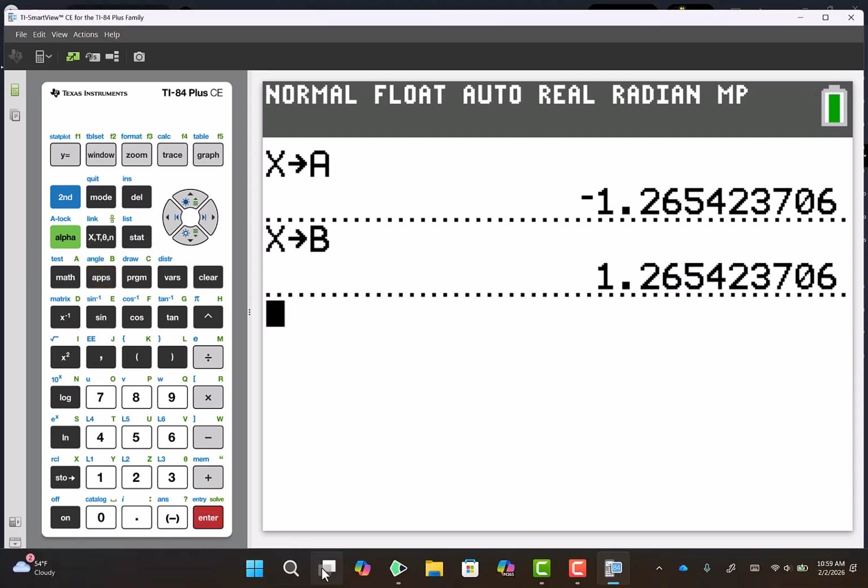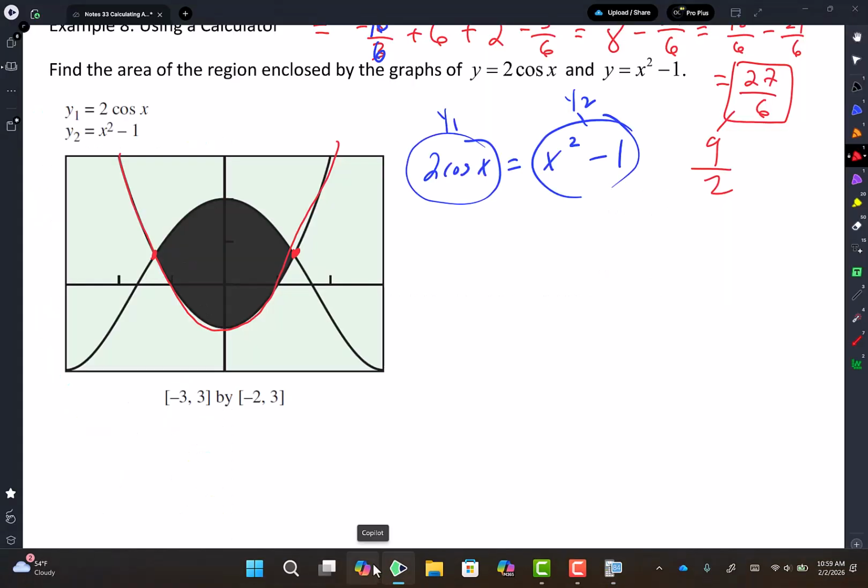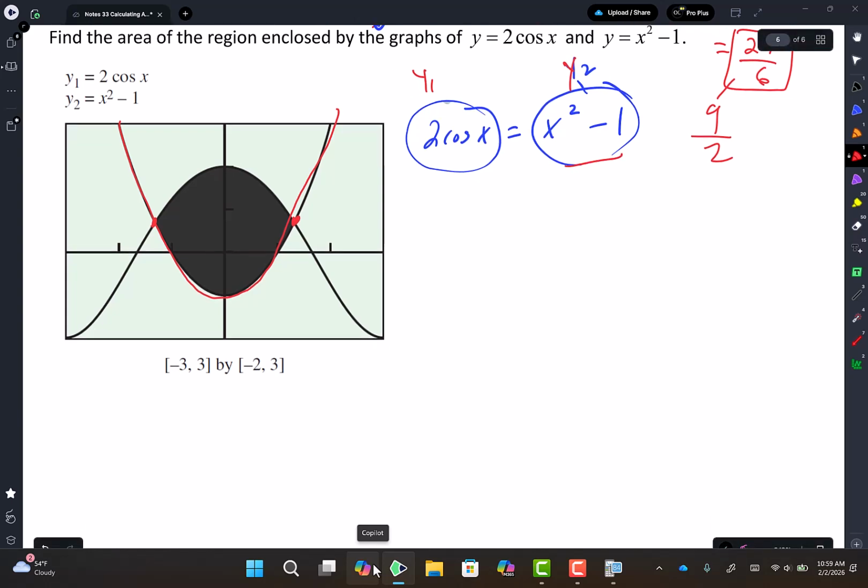Now, on the AP exam, what do you do? This is for notes, so do not write Y1, Y2. Some of you did that on the AP exam. Stop. I'm not looking at you, miss. Okay, all right. Here's what you should do. You do the setup. This is called a setup. 2 cosine x equals x squared minus 1. And then you tell me where they intersect.